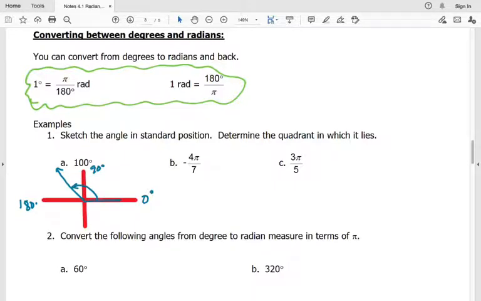So remember, this is quadrant 1. They're asking us to determine the quadrant that it lies in. This would be in quadrant 2, so it lies in quadrant 2. All right, so now let's do it with radians.